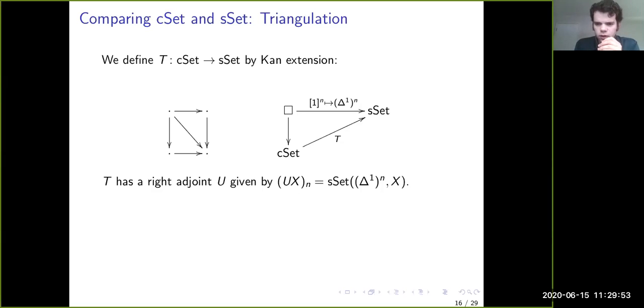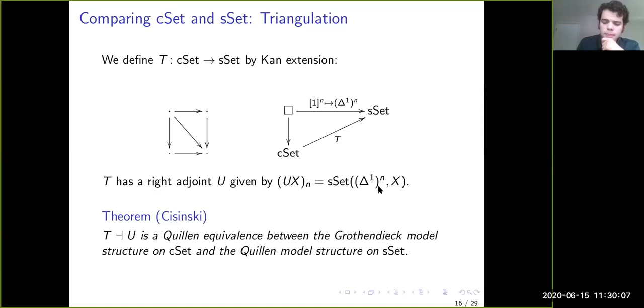Now this functor has a right adjoint going back from simplicial sets to cubical sets. This takes a simplicial set X to a cubical set UX, whose n cubes are maps from this object delta 1 to the n into X. And it was shown by Cisinski that this triangulation functor gives a Quillen equivalence between the Grothendieck model structure on cubical sets and the Quillen model structure on simplicial sets.